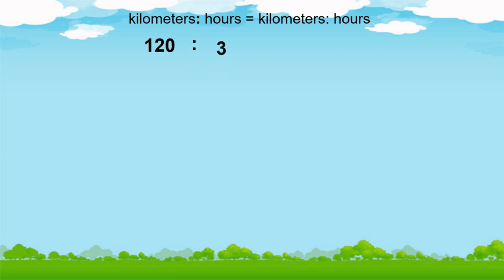Okay, so let's put it in the table. So, we have to make two ratios. We have kilometers is to hours is equal to kilometers is to hours. So, in the first ratio, we have 120 kilometers is to 3 hours. The second ratio, we have the missing kilometers is to 5 hours. So, we will use the product of means and extremes method to get the missing term.